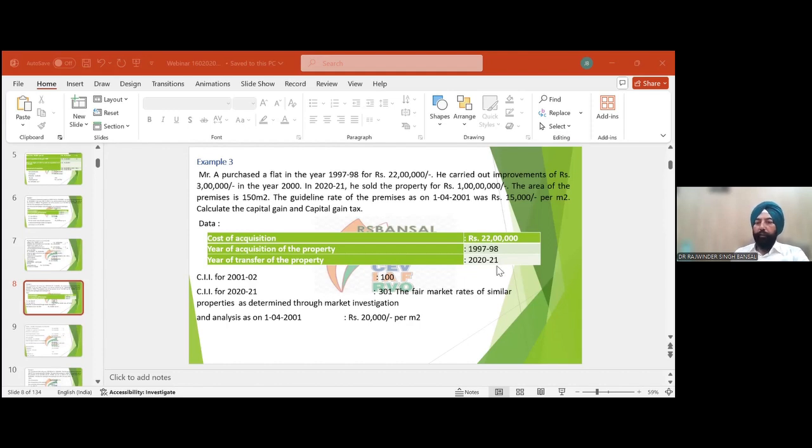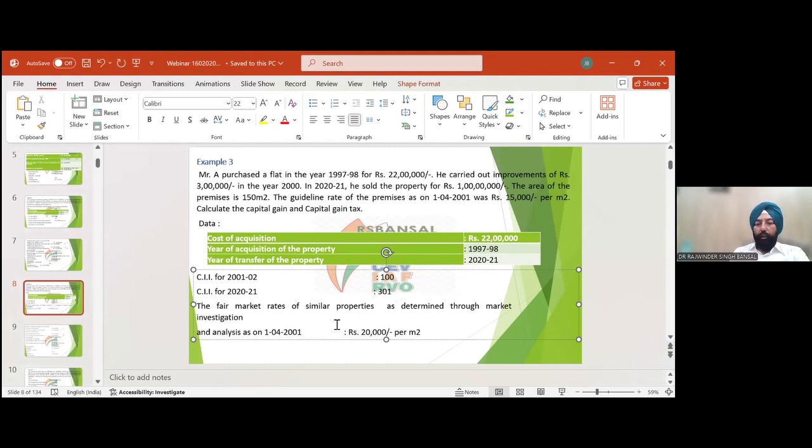See here, cost of acquisition is given to you as 22 lakh. Year of acquisition 97-98, year of transfer of property 2021. Cost inflation index of both the years is 100 and 301. The fair market value of the property as determined through market investigation and analysis is 20,000 per square meter.